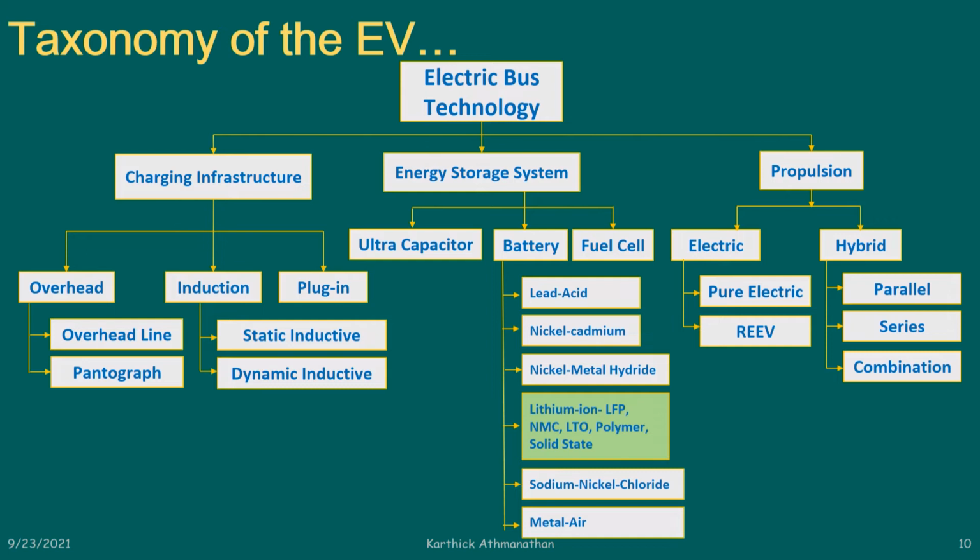I'm not covering close to about 30% here. This is just to give you an idea, right. So three major areas: charging infrastructure, energy storage system, and the propulsion. These are the three big areas in the electric vehicle. And in charging infrastructure, you must have seen the plug-in chargers already. You must have even got into the engineering of those things.